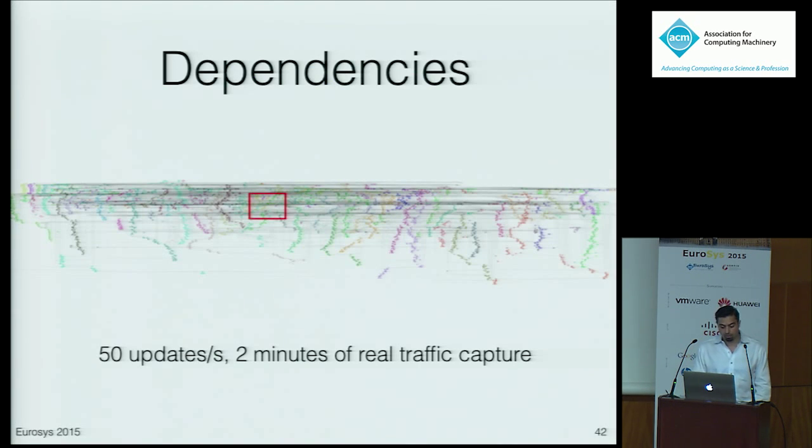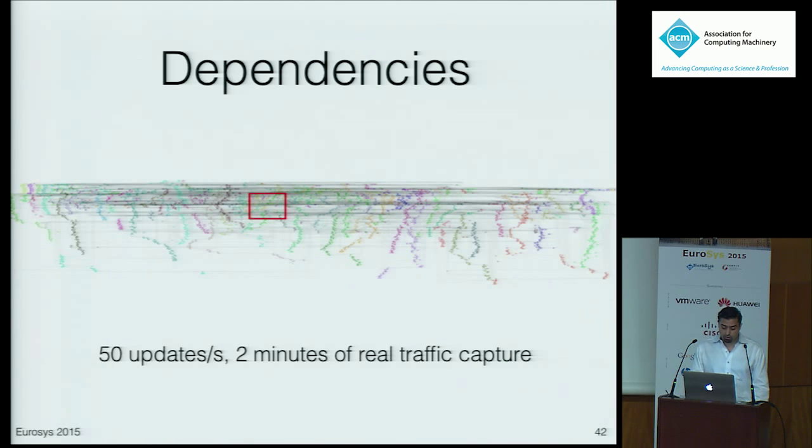Synapse is responsible for transparently discovering those dependencies with minimal overhead on the publishers and applying those updates in the correct order on the subscribers in real time. This image is actually a zoomed-in portion of the bigger picture. When we zoom out, it looks like this. And this is only 2 minutes of real traffic, going at roughly 50 updates a second.